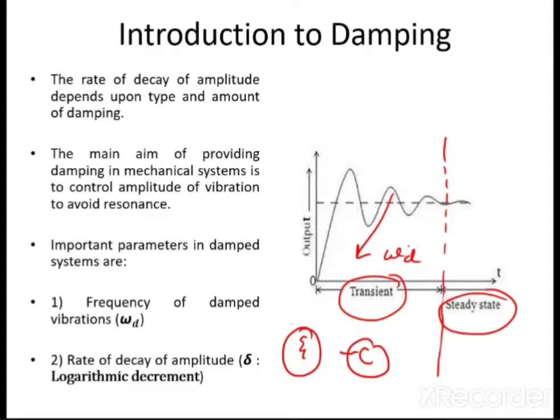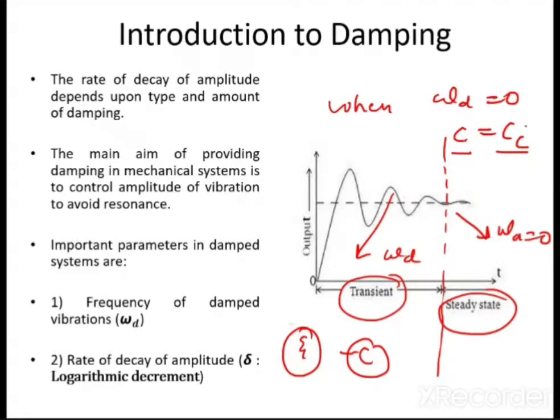Now at some point, when this omega d equals 0, somewhere this omega d becomes 0. I have already told you in the last slide that I will explain what happens when this omega d is equal to 0. When omega d, the frequency of damped oscillation, becomes 0, this C, that is the damping constant, becomes Cc, the critical damping constant, where in this graph omega d is equal to 0, right?